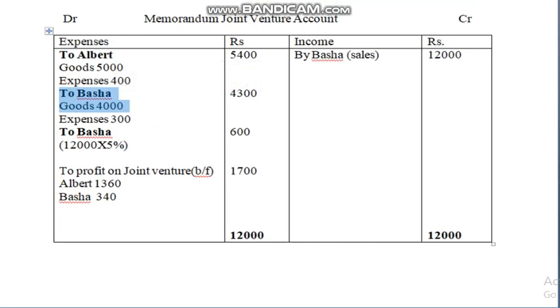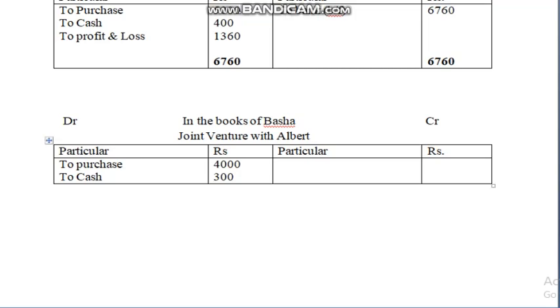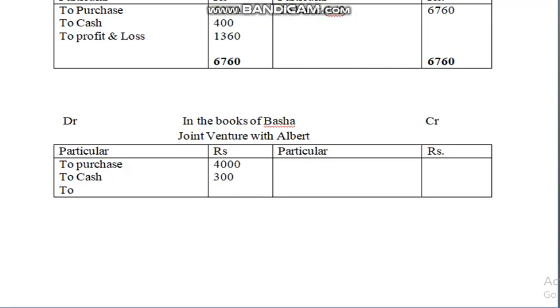The next transaction is also relating to Basha, and this is for commission. Basha received commission of rupees 600. So in Basha's account, commission, 600 rupees.